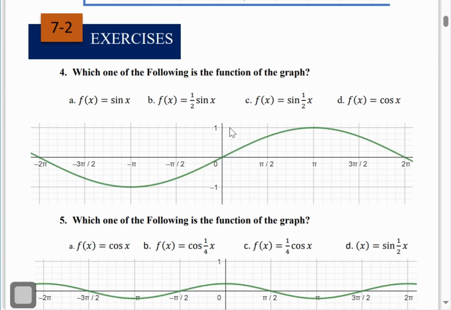Here we are going to look at the amplitude first, which is 1. And we know that this is the graph of sine x.